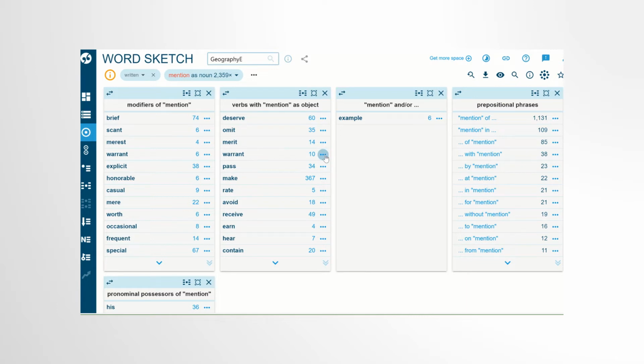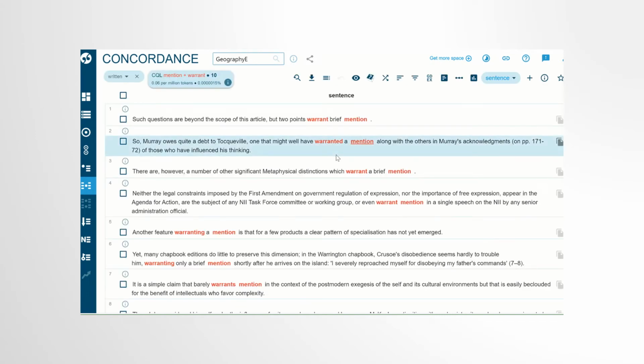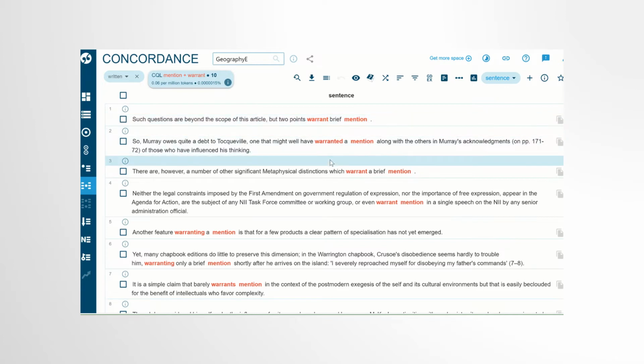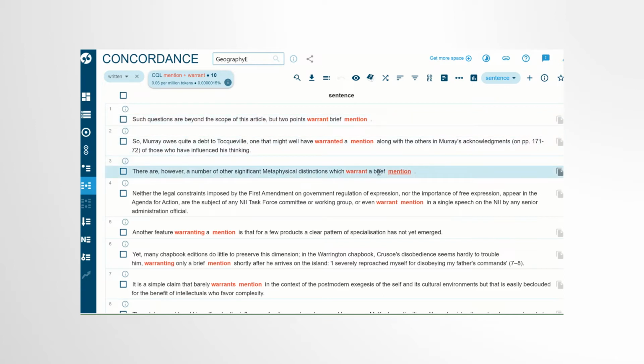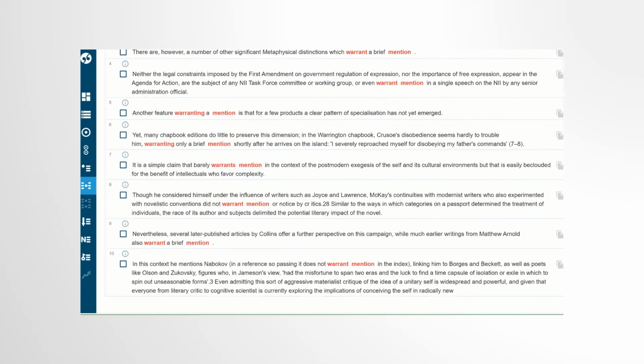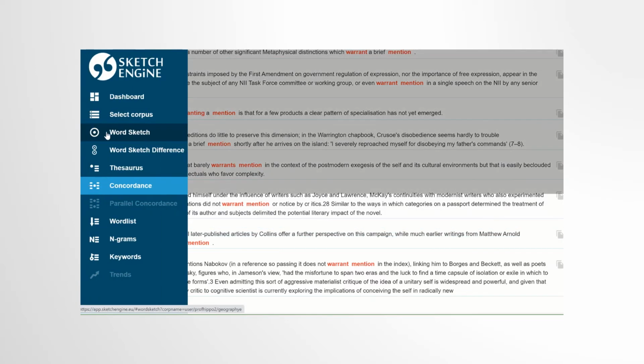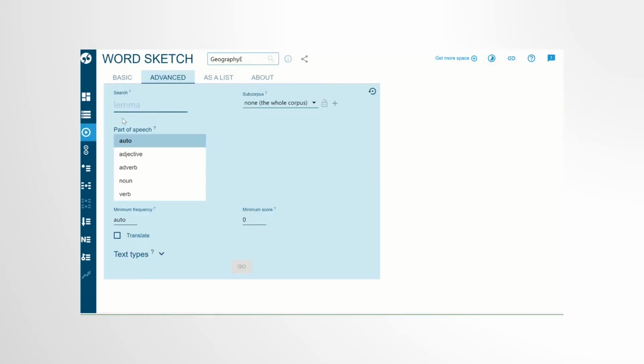Warrant, again similar to merit, also means justify. 2 points, warrant brief mention, warrant a brief mention. Again, there's variation in article use here. Also warrant a brief mention. Again, these are useful variations. Now we need to go back.